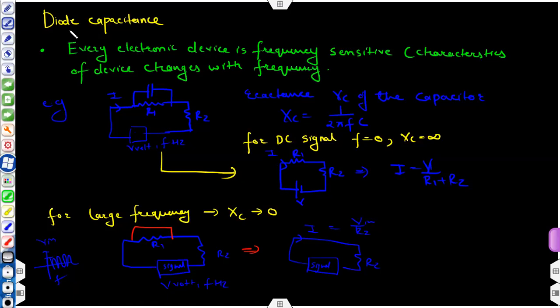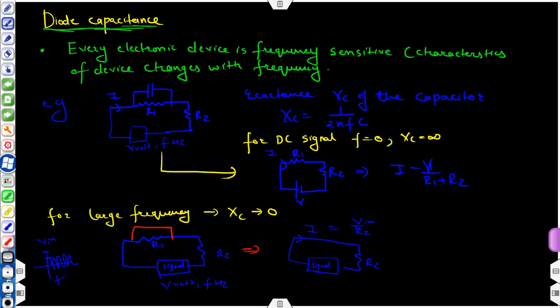Also your human body exhibits some capacitance, and that is why you are able to use capacitive touch display technology. The value is around 100 to 200 picofarad. A diode also exhibits some capacitance.